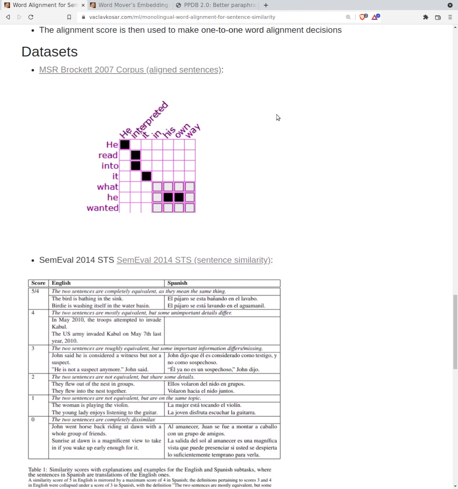All right, so the dataset, as I mentioned, is this MSR Brockett 2007 aligned corpus, manually created. For example, he interpreted it in his own way. He read into it what he wanted, and then the words are aligned with two different weights: either you are sure about the alignment, like his own, he is related to he, right? Or it is a possible alignment.